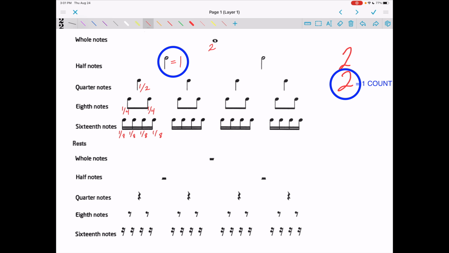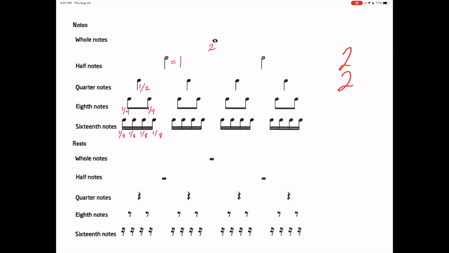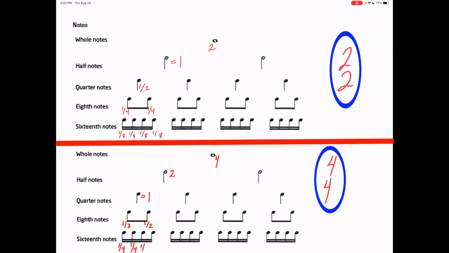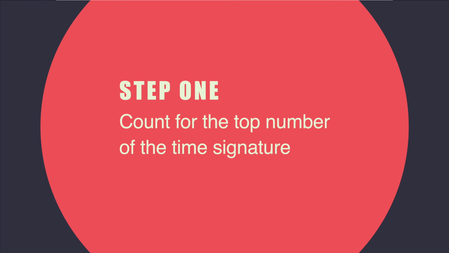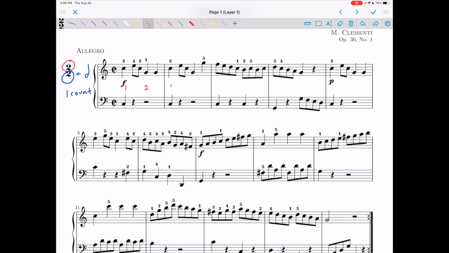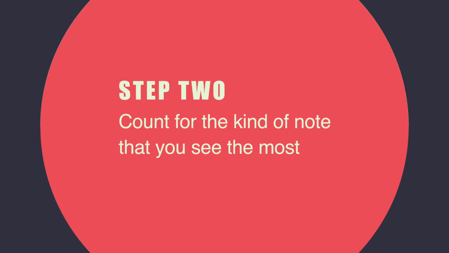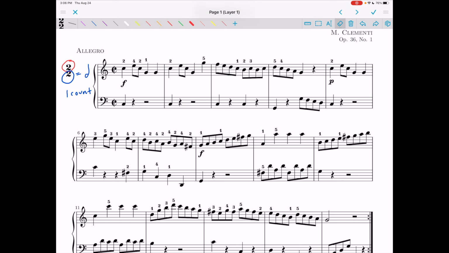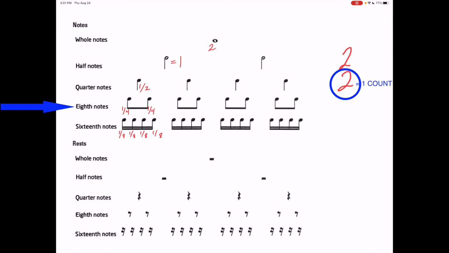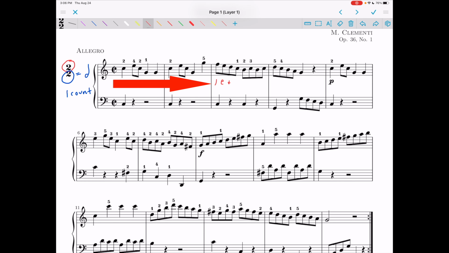So try to remember, in cut time, all the note values are cut in half from a regular common time signature 4/4. If we use step 1 of my rhythm formula, it may be a little difficult to count for the top number of the time signature. It may be difficult to figure out where the 2 beats fall in each measure. So try step 2 and count for the kind of note that you see the most of. So I see mostly eighth notes in this piece. So we know that the eighth notes are receiving a fourth of a count each. So we would want to count 1 E and a, 2 E and a.